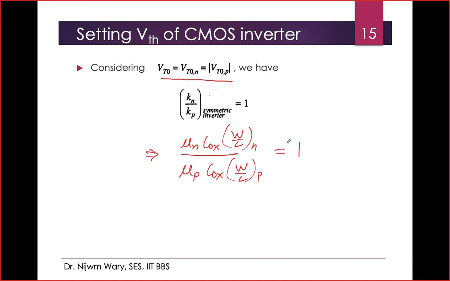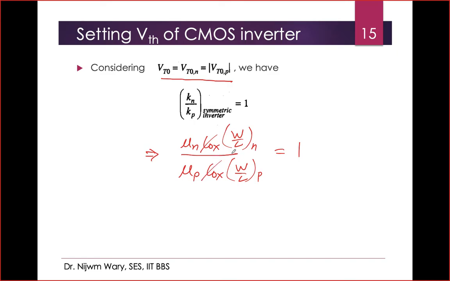Now because both NMOS and PMOS are fabricated on the same wafer and with the same process, the Cox, which basically depends on the oxide thickness, is the same. So these two are almost the same, because they are fabricated in the same step of the CMOS fabrication process, as we have discussed in our second or third class. So we can cancel out these two.